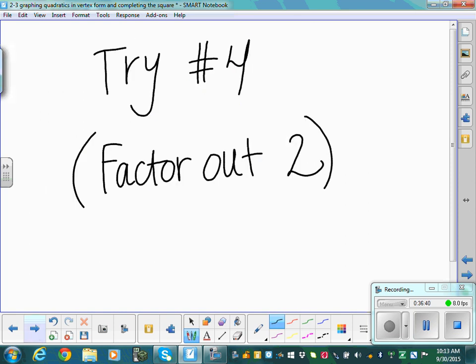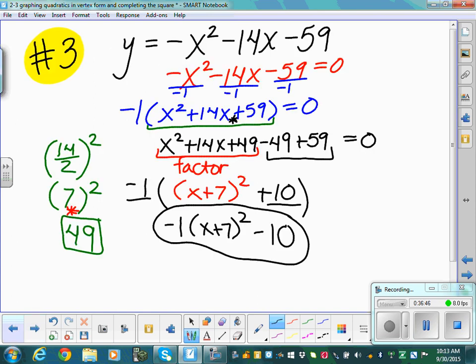Now look, what are we going to be factoring out first of all? A 2. So you'll do the same thing we did. It was negative 1. It'll be a 2. You'll distribute that 2 in last. I'll leave this up, and as you do number 4, you can look at it.